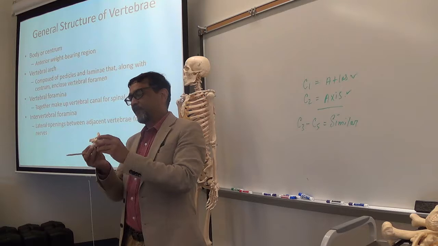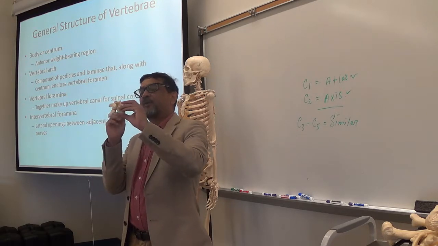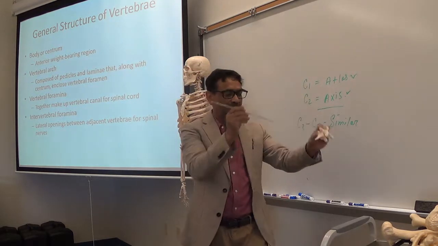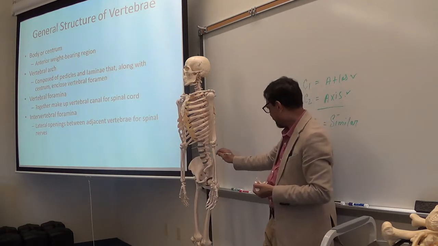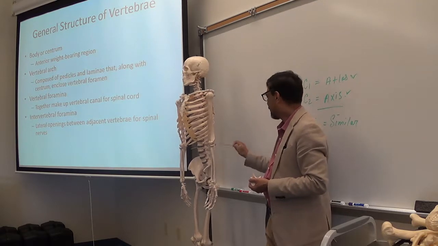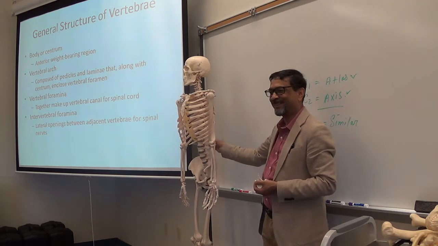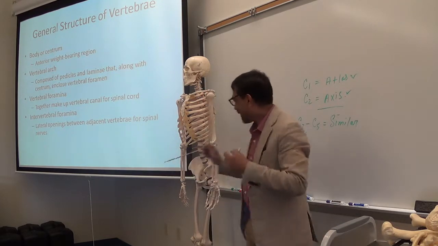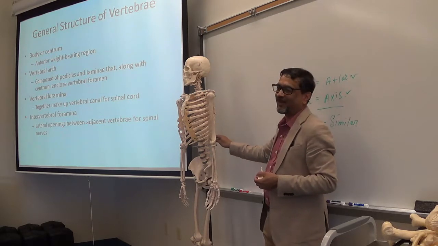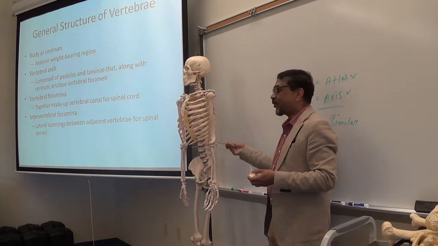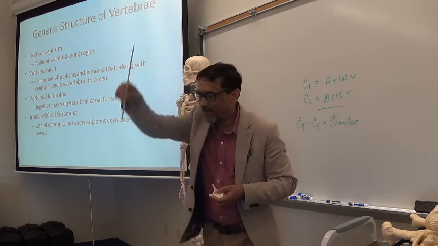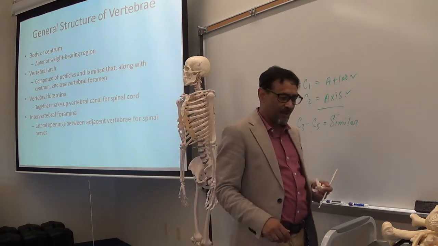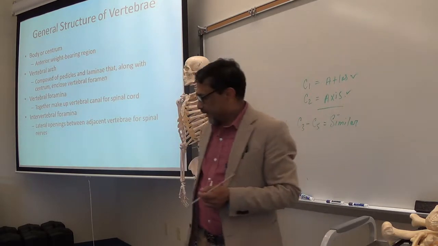Another thing here, there is a passage this way that I showed you in last class. It is still here. So this way, transversely, that is called the intervertebral foramen. So intervertebral foramen is this way, vertebral foramen is this way. Make sense? Okay. So those are the parts of a vertebrae.